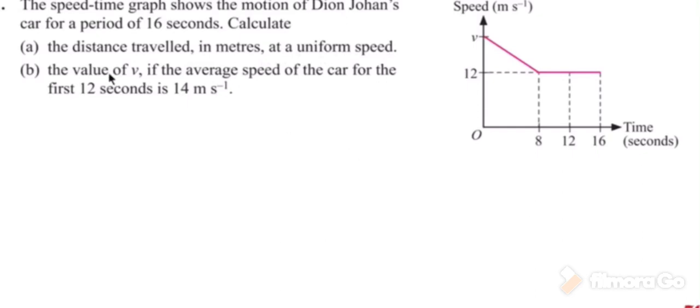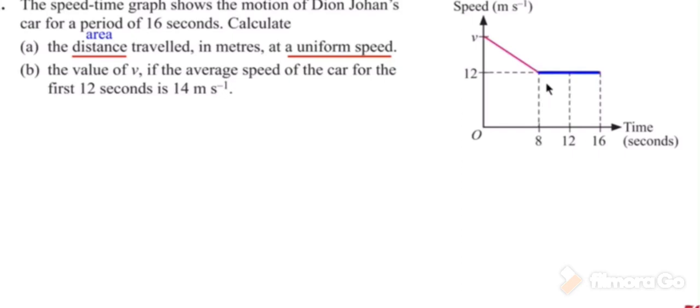Okay, so when you see distance, you will find area. So let's highlight the path which is uniform speed with blue color. This is a speed time graph, so the area under the graph is representing distance. Uniform speed is the path with the dark blue line, so we need to find the area under the blue line.